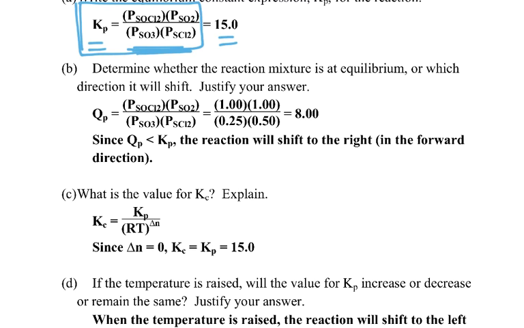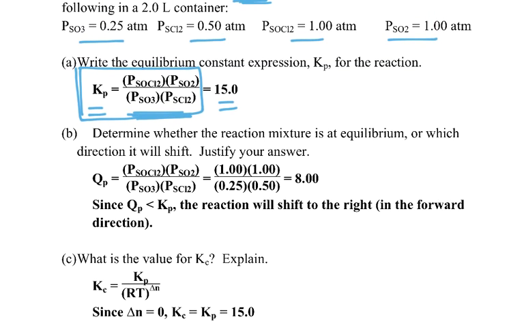Okay, for part B, determine whether the reaction mixture is at equilibrium or which direction it will shift. Well, they just gave us all these values here. So if we substitute those values into the expression, then we are making our Q. And if we do that, just put in 1 and 1 divided by 0.25 and 0.5, everything to the first power, we get a value of 8.